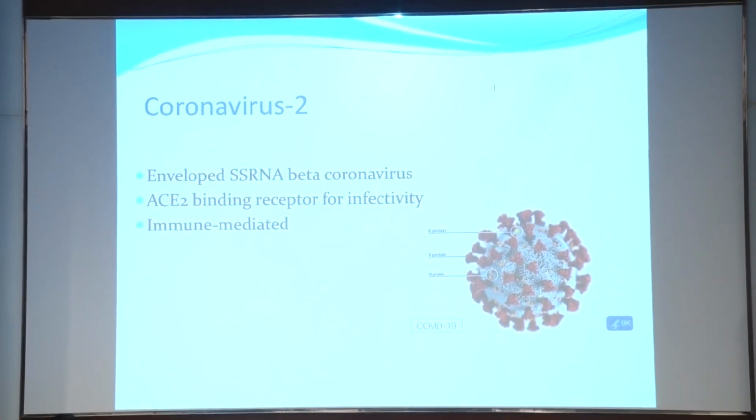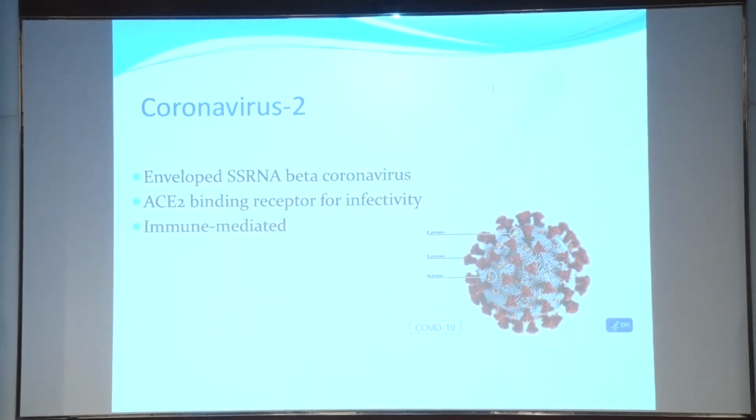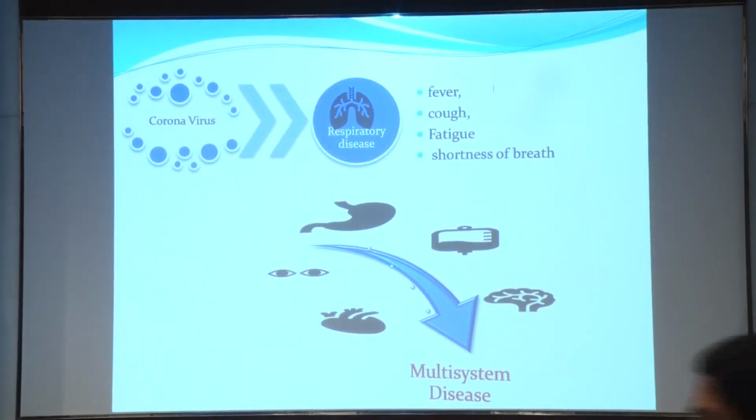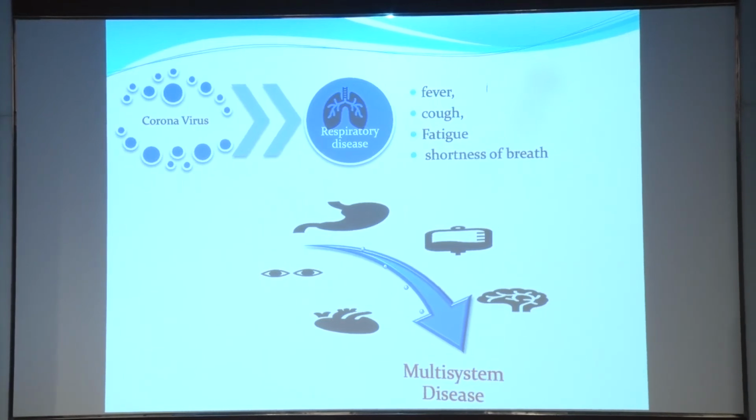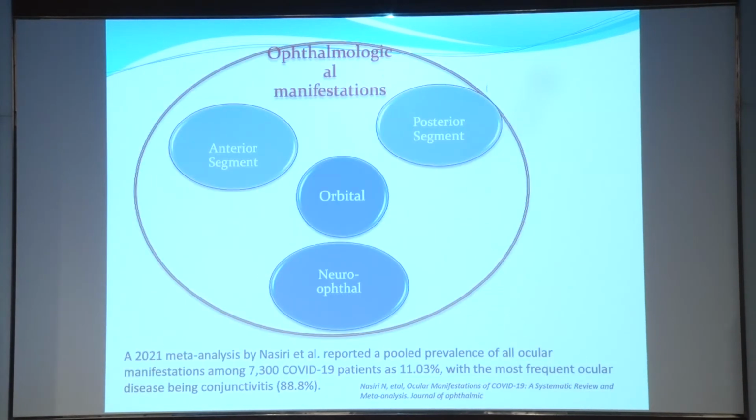The other way could be an immune mediated reaction. So what started basically as a respiratory system disease has now turned out to be a multi-system disease, and ophthalmology is not spared. There are various ophthalmological manifestations of the anterior segment, posterior segment, orbital, and of course neuro-ophthalmology, which we will be talking about in this talk.